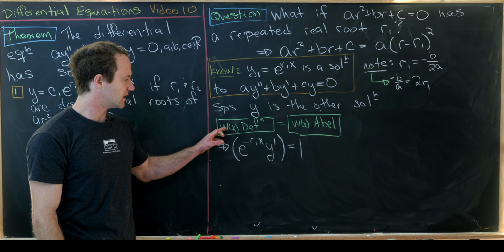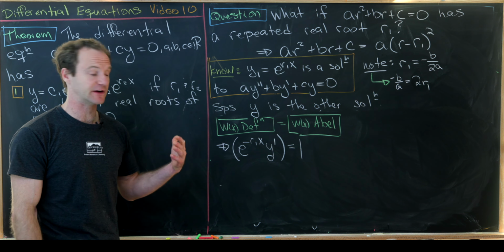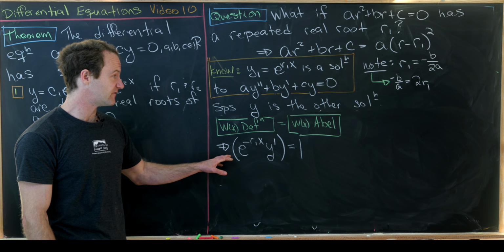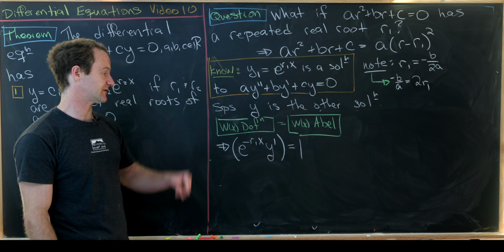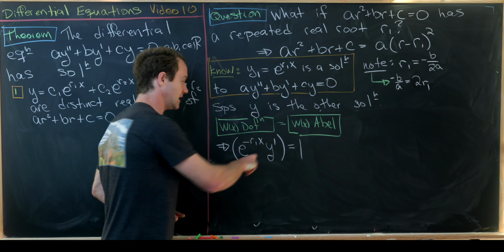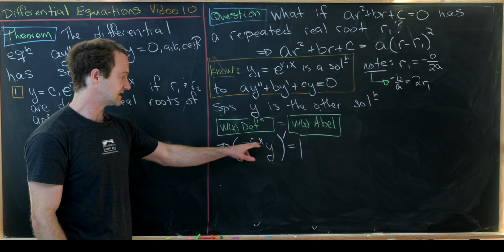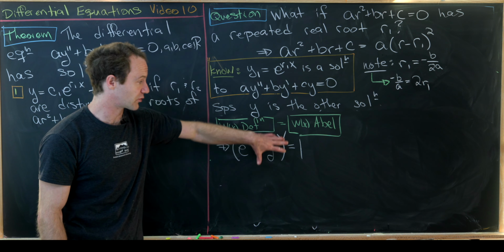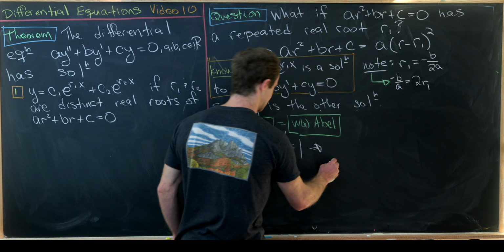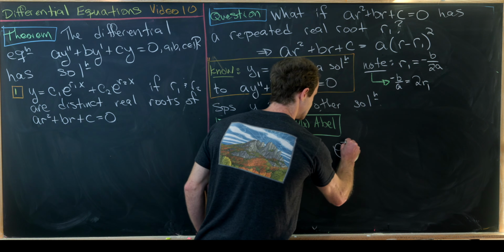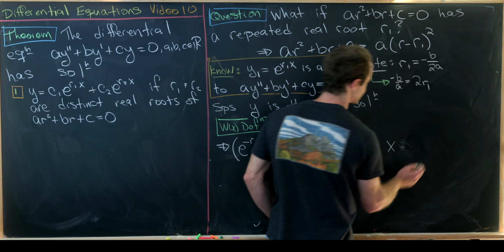So by setting the definition of the Wronskian equal to the Wronskian as calculated from Abel's formula, we found that if y was the other solution to this differential equation, then the following differential equation involving y was satisfied. e to the minus r1x times y all prime equals 1. Now we can take the antiderivative of both sides. That'll leave us with e to the minus r1x times y equals x plus some constant.